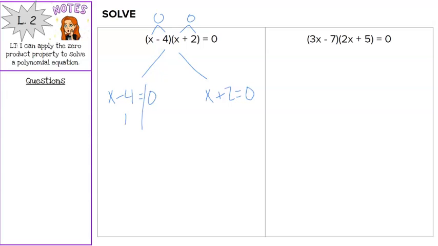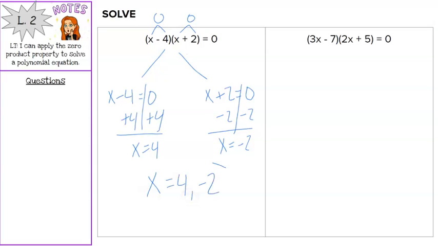So we'd solve this equation, we'd add 4 to both sides, x could be 4, and then here we subtract 2 from both sides, x could be negative 2. So our final answer would be x equals 4, negative 2. Our two answers written together.